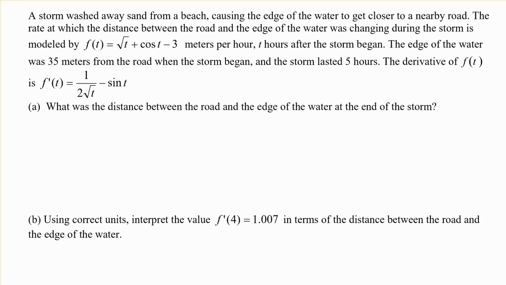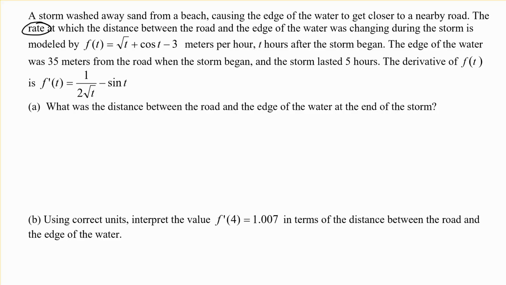Taking a look here at the Chapter 6 timer. A storm washed away sand from a beach, causing the edge of the water to get closer to a nearby road. The rate at which the distance between the road and the edge of the water was changing during the storm is modeled by this function. So again, whenever I read the word "rate," I'm always going to circle that. Meters per hour, t hours after the storm began.